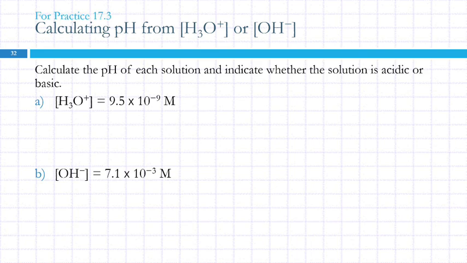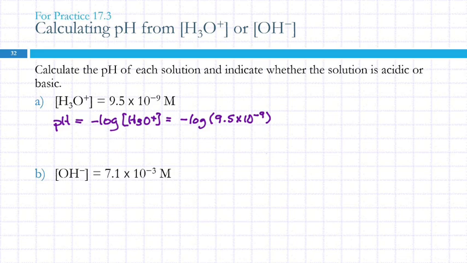So calculate the pH of each solution, indicate whether it's acidic or basic. So we're given the hydronium ion concentration. pH is the negative log of the hydronium ion concentration. So the negative log of 9.5 times 10 to the minus 9. This is going to be 8 point something.